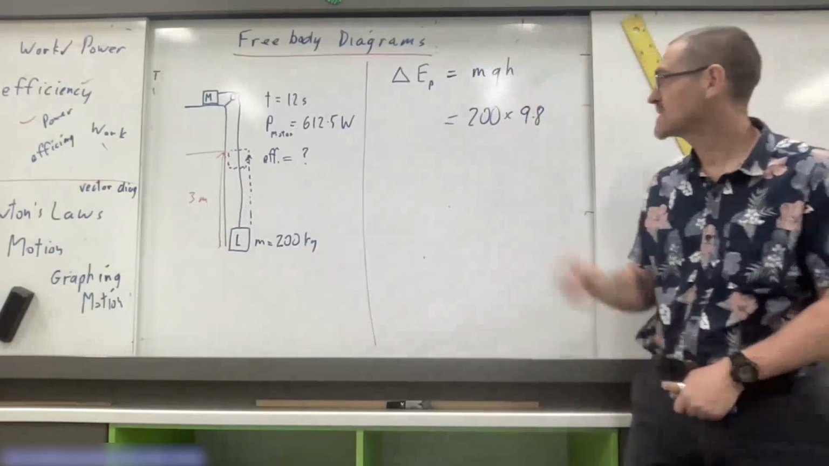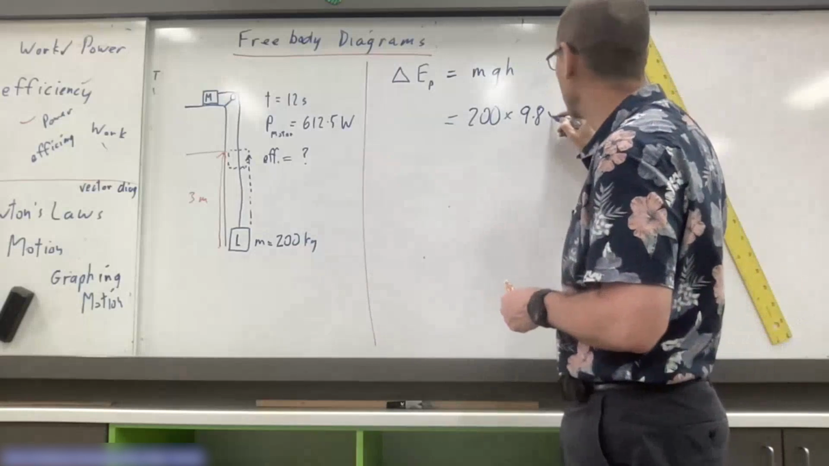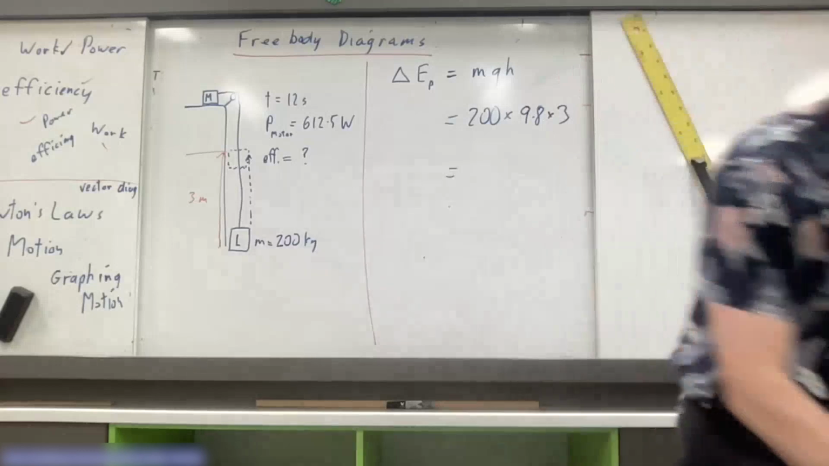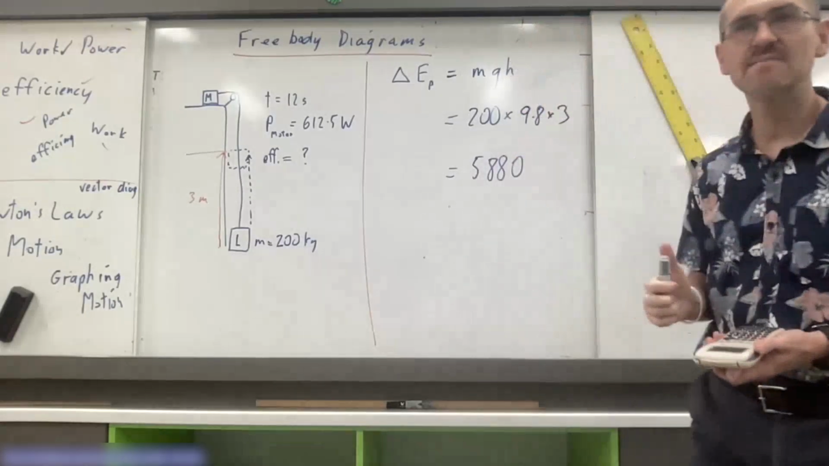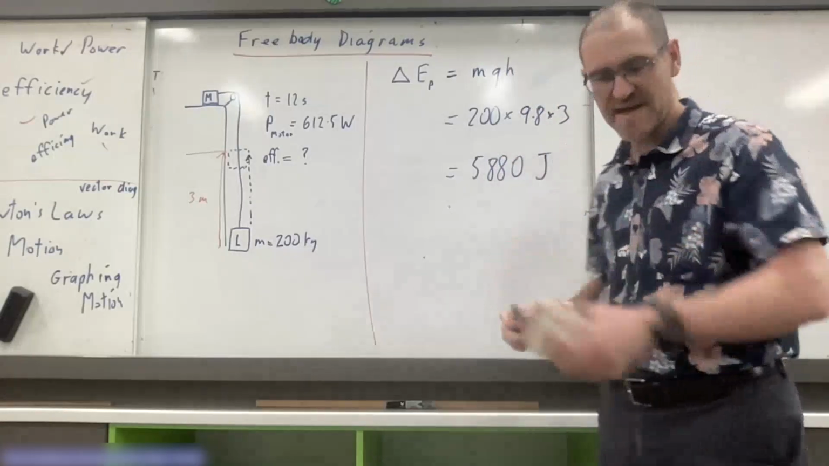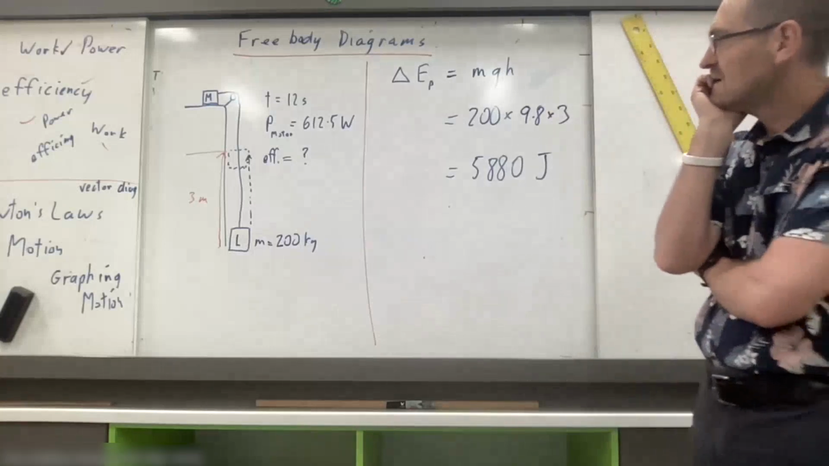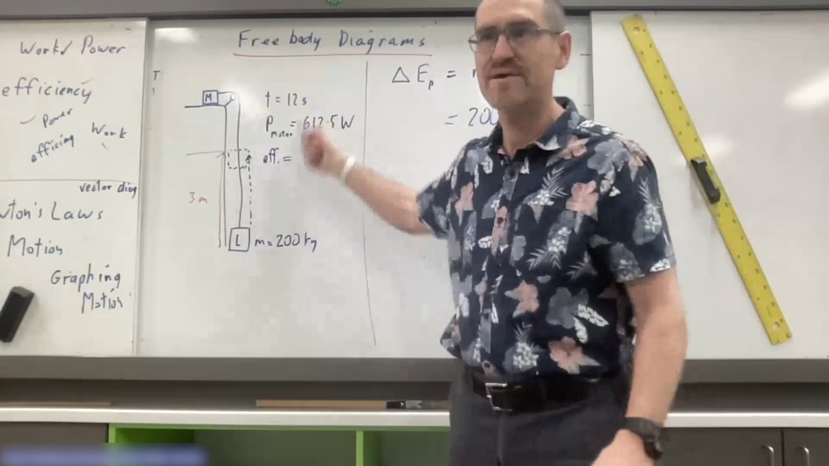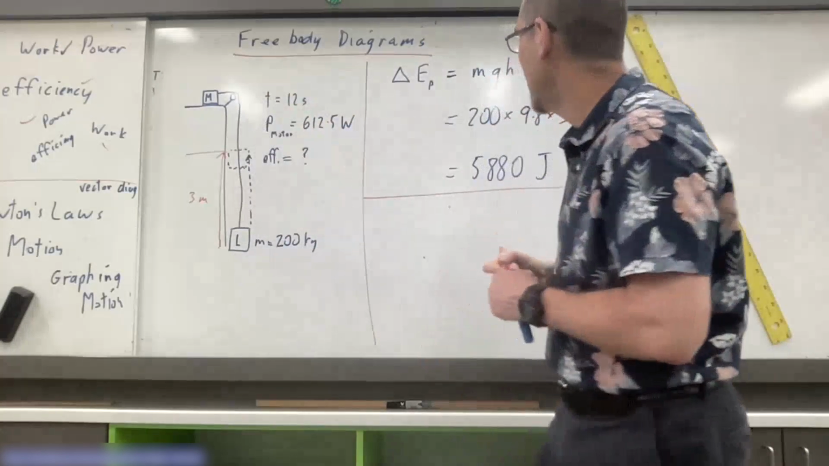All right, now, what's my height? We said 3 meters. So it becomes 600 times 9.8. You guys can do that for me. What are my units for this gain in potential energy? Joules is the correct answer. Yes, thank you very much. All right, so we got joules there. Very good. So that's a year 10. This is a year 11 setup, but we've just done a year 10 question.